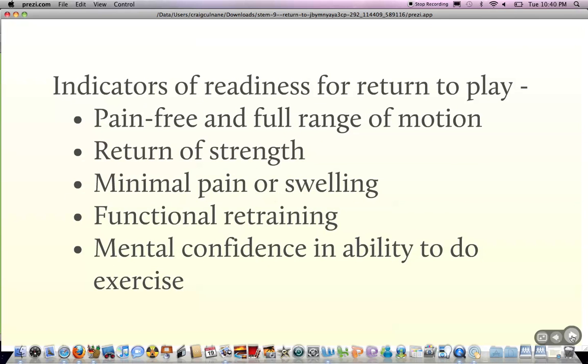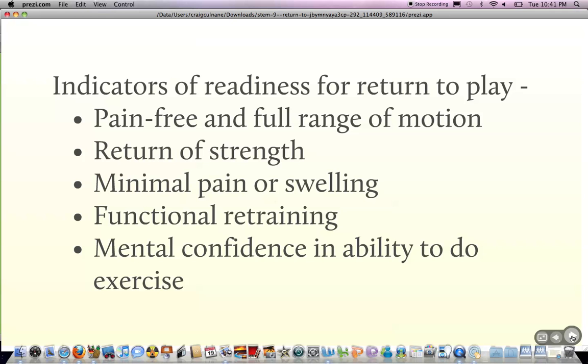There are indicators as to when an athlete should return to play, and these include pain-free and full range of motion, and return of strength. For example, if the injury was to the ankle, strength should be about equal to the opposite side before returning to full activity. Minimal pain or swelling: some mild discomfort, stiffness and or swelling can occur during or after exercise, and this will respond well to ice therapy.